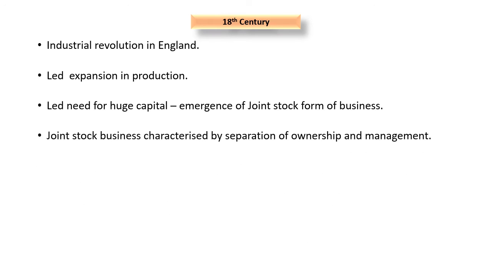What is the feature or characteristic of this joint stock business? It is characterized by the separation of ownership and management. As we know, in the company form of organization, there is a separation between ownership and management. That is, owners means shareholders, and the management body like managers, board of directors, have separation between their rights and duties.